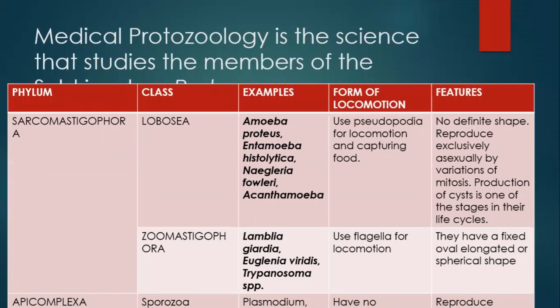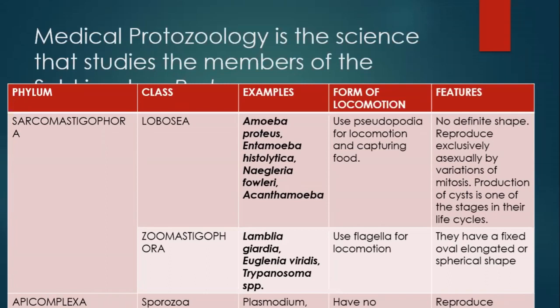Another phylum, shown later on in the table, is the phylum Ciliophora. Under that phylum we have the class Litostomatea. A major member is Balantidium coli. From the name, these organisms use cilia for their locomotion. They have two types of nuclei, macro and micronuclei. They reproduce sexually and asexually, by transverse fission.